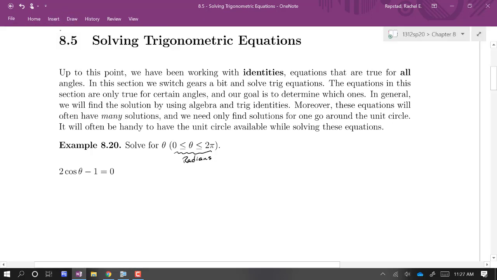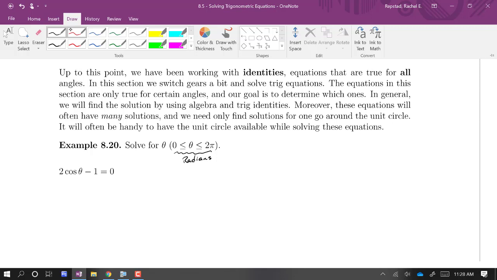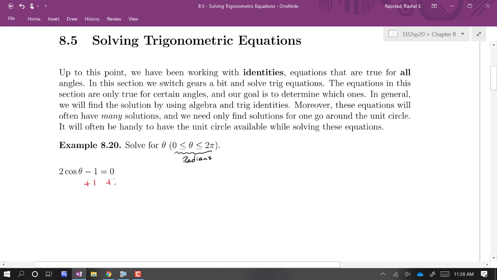The way that we're going to solve these equations is first solve it for a trig function. If I know the value of a trig function, I could either use an inverse function or, a lot of the time, the unit circle to find the solutions that we're after. So, for example, here I'm going to start by adding 1 to both sides. And we have 2 cosine theta is equal to 1. If I now divide both sides by 2, I get cosine theta equals 1/2.